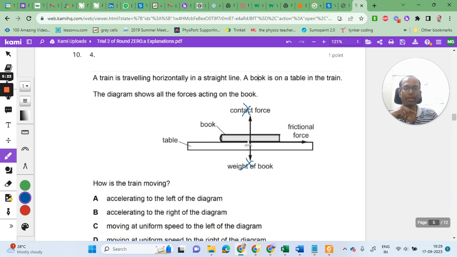Friction force arises whenever there is a relative motion between two surfaces or there is a tendency for relative motion between the two surfaces, two cases. So here obviously there is no relative motion between the two surfaces.